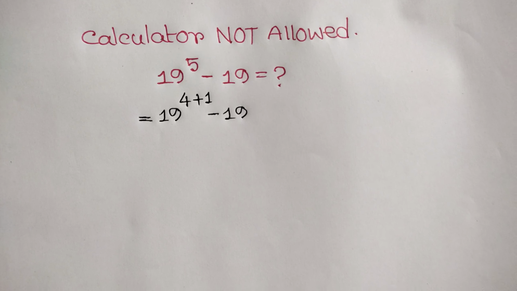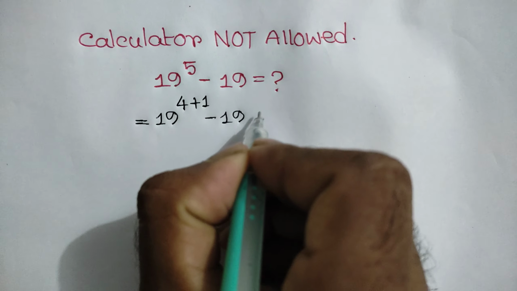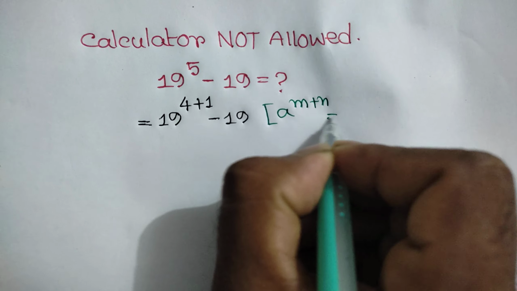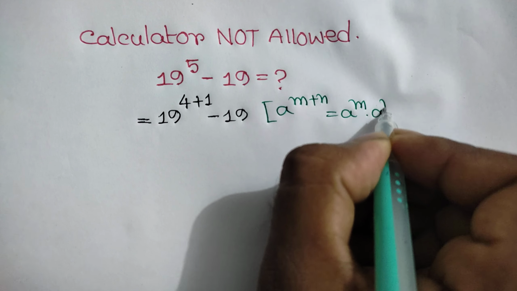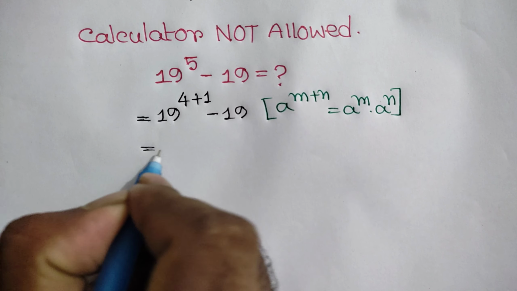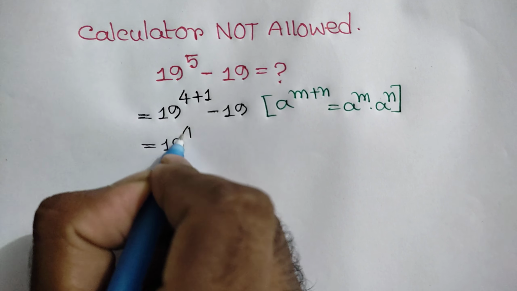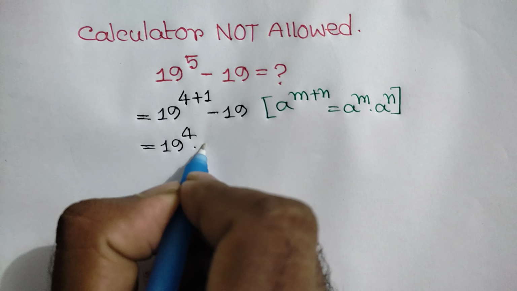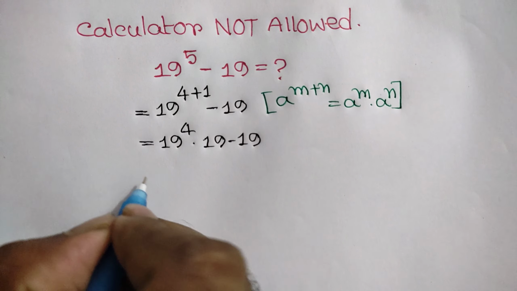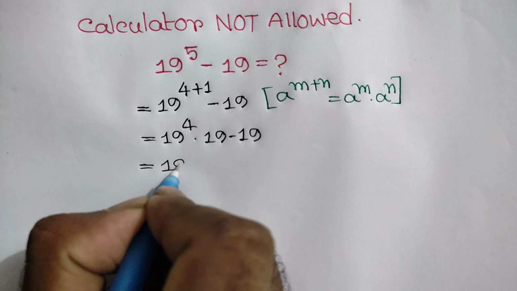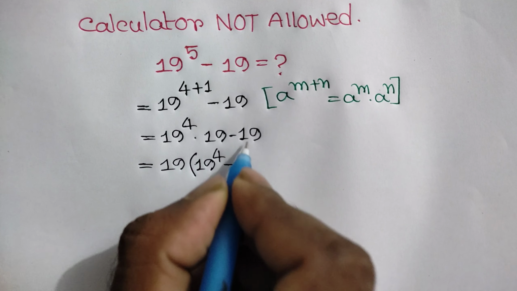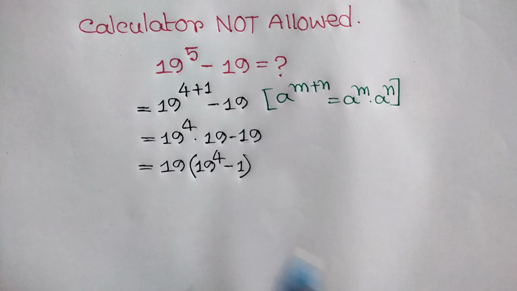Now we know an exponential formula: a to the power m plus n is equal to a to the power m times a to the power n. Now apply this formula. Here we can write 19 to the power 4 times 19 to the power 1, that means 19, minus 19 is equal to, now taking common 19, here we will get 19 to the power 4 minus 1.